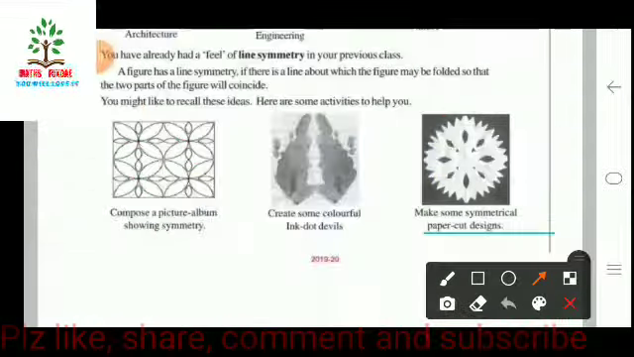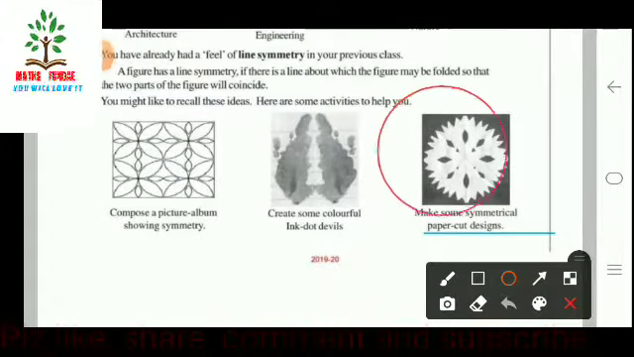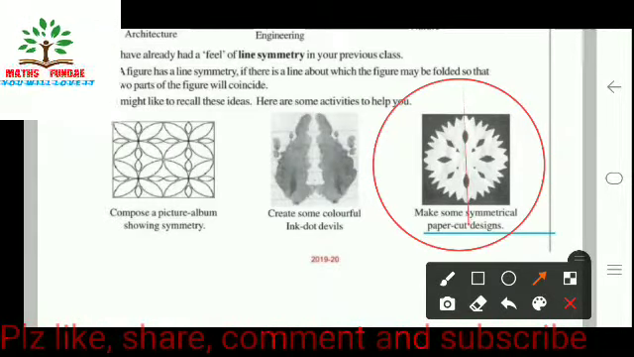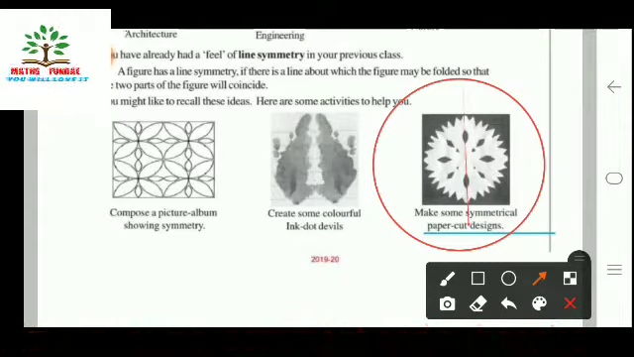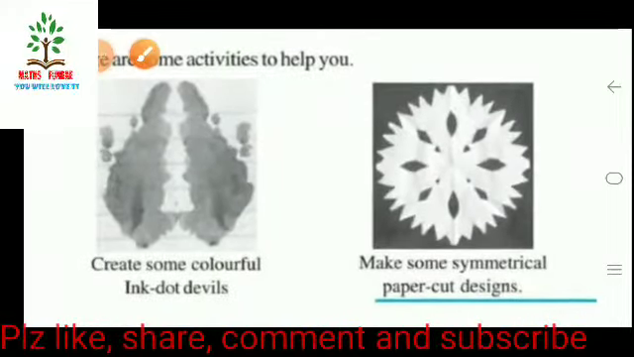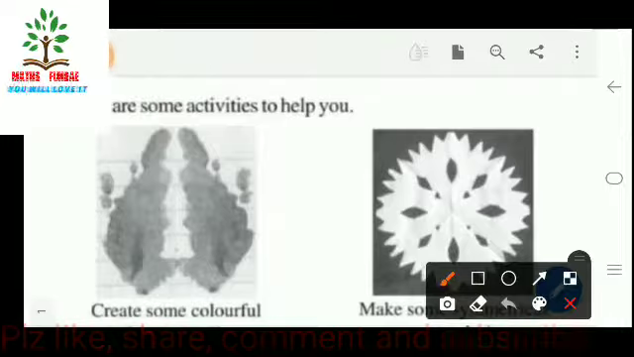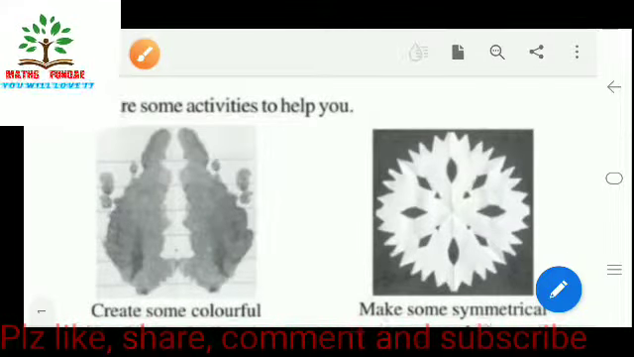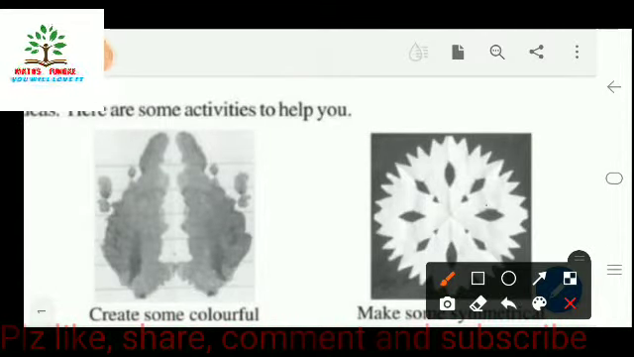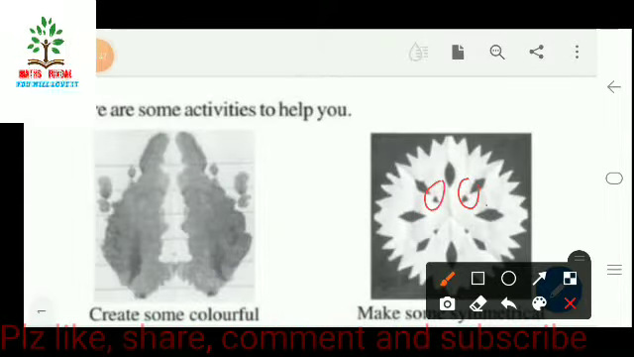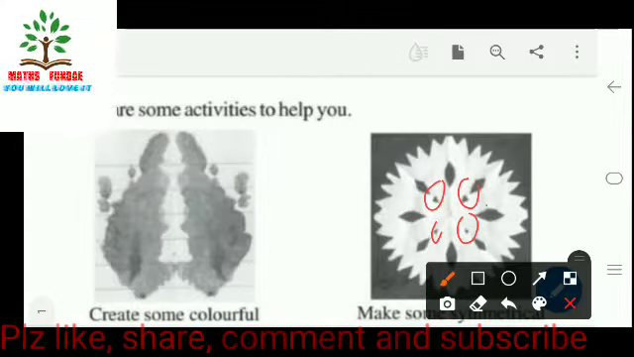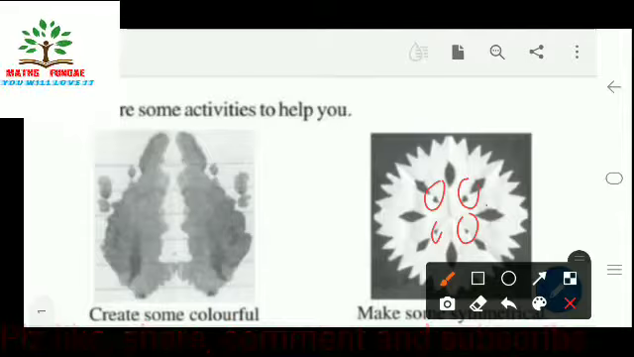If we look at this figure carefully, we can have a line of symmetry like this. Because of these two dots, if we just see this one and this one, and this one and this one, because of this we have a limitation on the lines of symmetry. Otherwise, if each thing were alike, then we could have many lines of symmetry here.